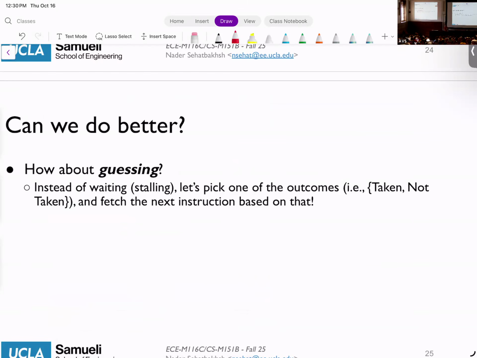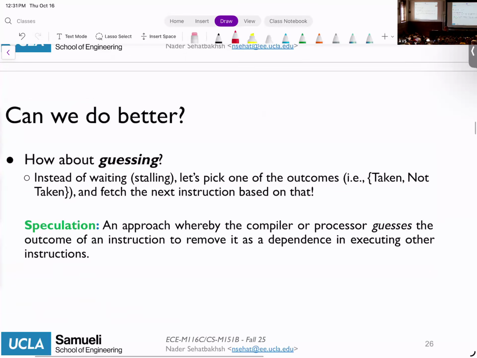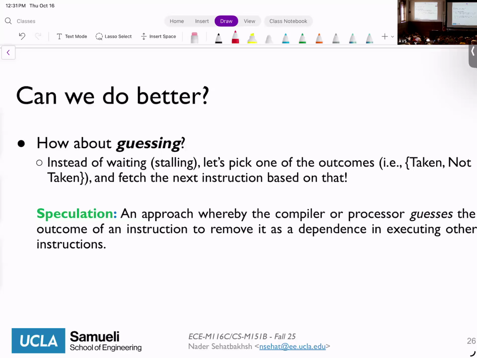One option is that we wait and decide what the outcome of that event is, which translates into stalling the processor and losing performance. The second option is making some form of a guess. If that guess is accurate most of the time, then we may not need to stall the processor at all. This is a very handy trick that you're going to see a lot in computer architecture. In fact, this is what we generally call speculation.